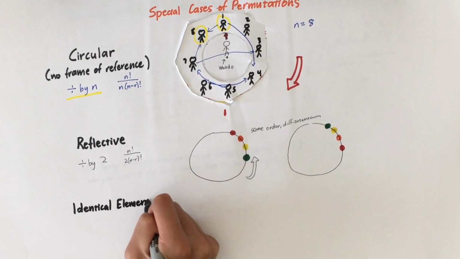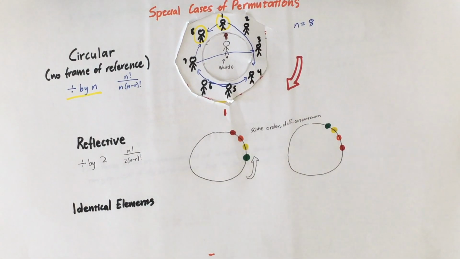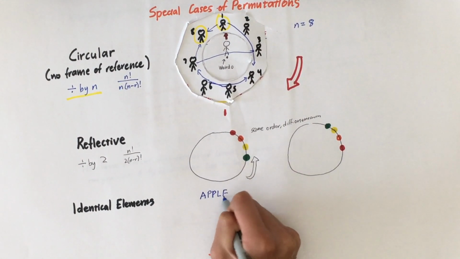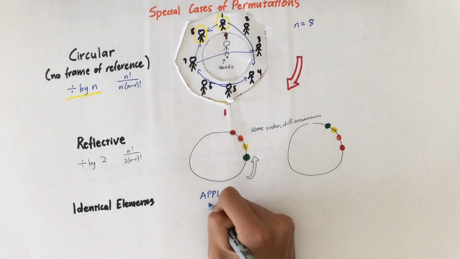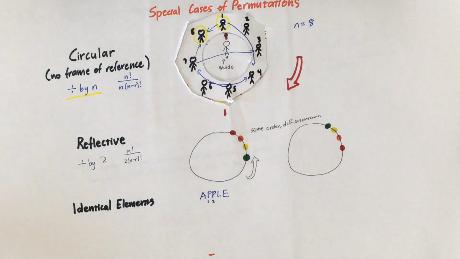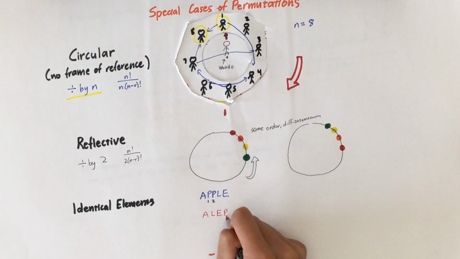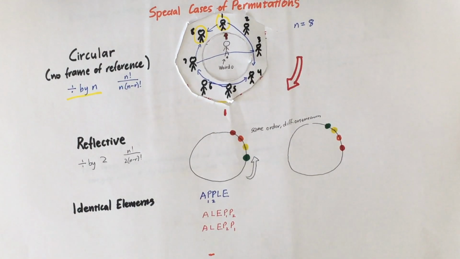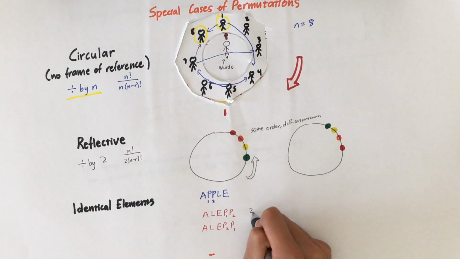Alright, so our last special permutation is identical elements. So this is applied when a set has multiple elements that are the same and you want to create permutations from them. So let's say we have the word apple. The word apple has 2 P's, and if you were to arrange them, you'd eventually run into a situation like this. So as you can see, we've ordered the letters so that they spell A-L-E-P-P, but you can see that there's 2 different orders because the P's can be arranged differently.